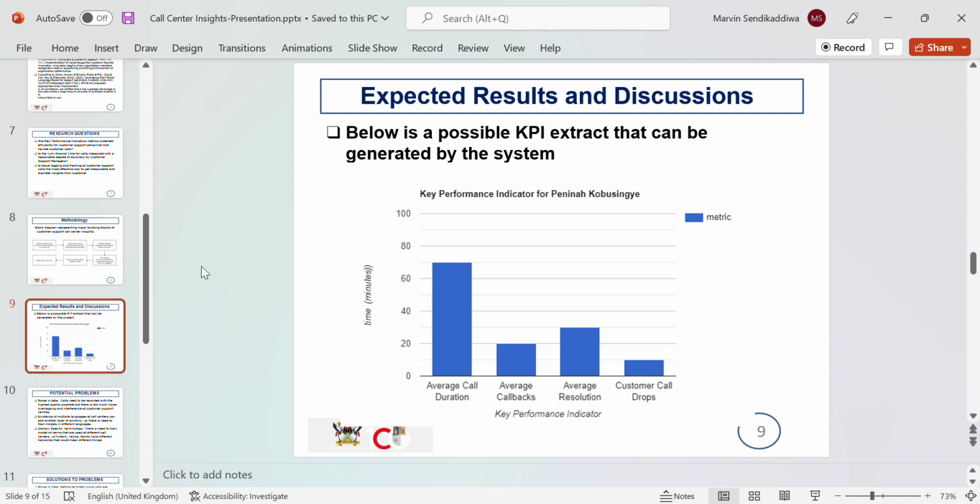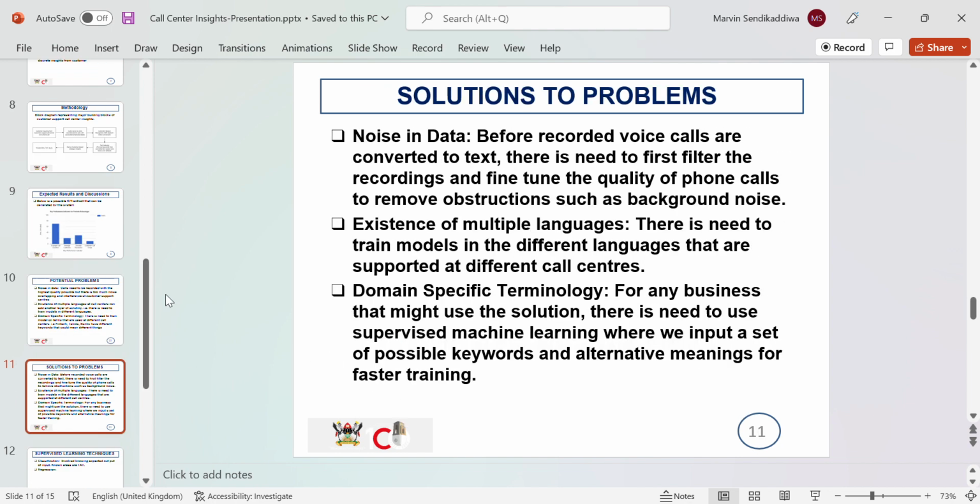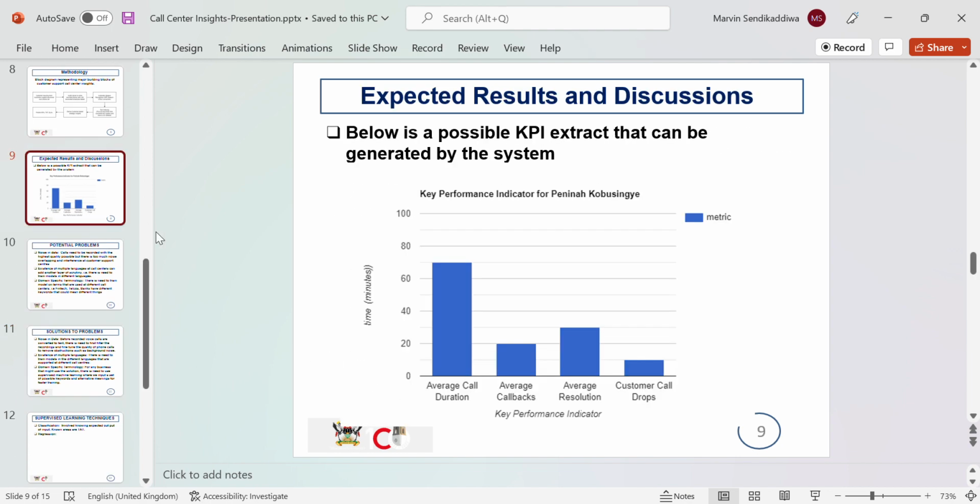So this is a sample output of this solution. We expect to get something like this, where we can get the average call duration, average callbacks, average resolution, and the customer call drops.